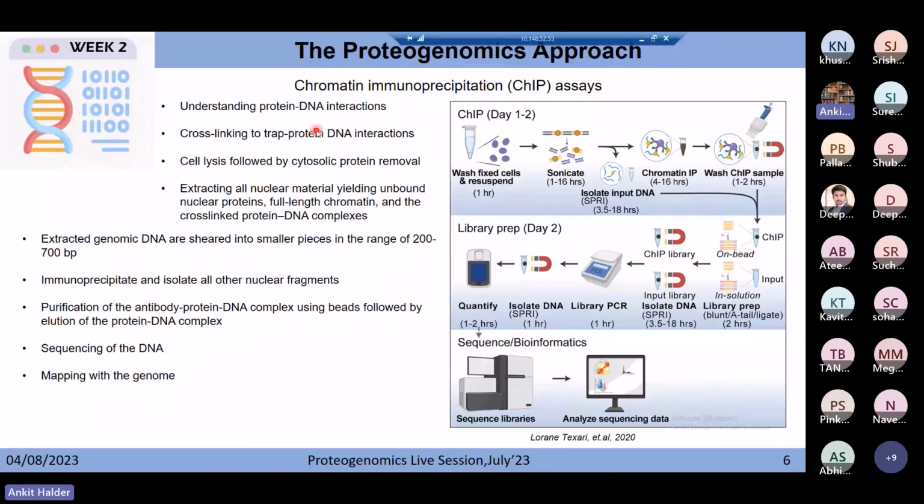It helps in understanding protein-DNA interactions. So how is it done? The first thing is that we cross-link to trap the protein-DNA interactions. We know that a number of proteins interact with the DNA, such as histone proteins as well as some other kinds of proteins. So first we need to understand how these protein-DNA interactions are happening, or which regions of the DNA are interacting with a particular set of proteins.